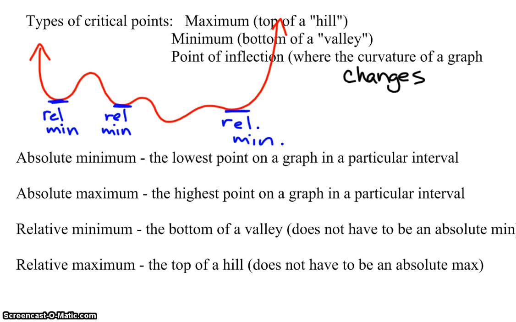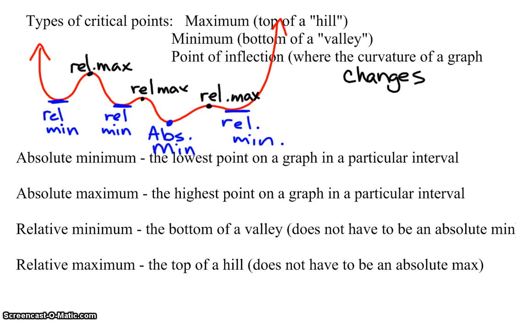I do have an absolute minimum right here. That is the absolute lowest point that the graph is going to go to. It's never going to go any lower than that. Now, in addition to all these minimums, I also have some maximums. It's just that none of them are absolute maximums. So here, this would be a relative max. This would be a relative max. And this would be a relative max.